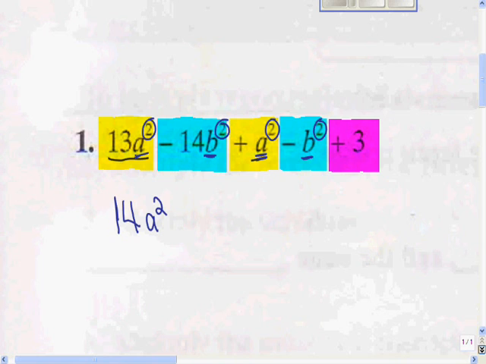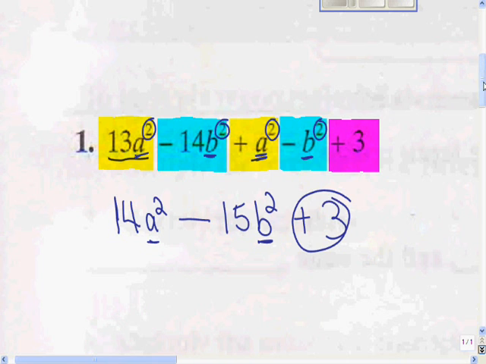And then the b squares, I've got a negative 14b squared and a negative b squared. The signs are the same, and so I know I'm going to add. But my sign is going to be negative because they're both negative. So 14b squared plus b squared is 15b squared. And since there's nothing to add to the 3, it just stays the same, plus 3. And my answer is in the correct order. The way that you organize these answers is in alphabetical order. The A goes first, then the B, and then what goes at the very end is the number if it doesn't have a variable. Okay?